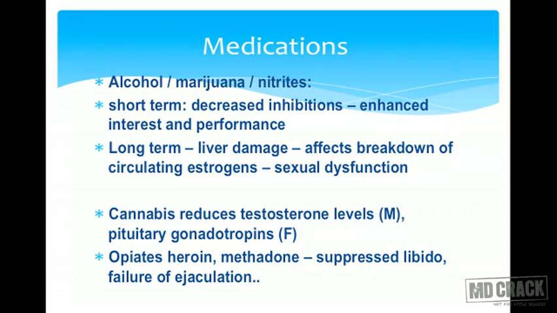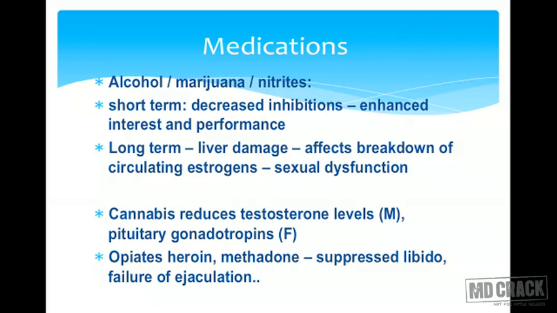As far as the substances are concerned, alcohol, marijuana, and nitrites, on short-term use, decrease the inhibitions and lead to enhanced interest and performance in sex. Whereas long-term use of all these, where there is liver damage, affects the breakdown of circulating estrogens and leads to sexual dysfunction. So alcohol, marijuana, and nitrites on short-term use enhance sexual performance, while on long-term use the opposite happens, sexual dysfunction.